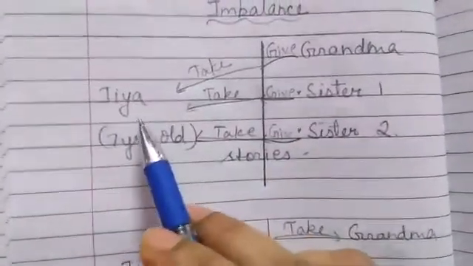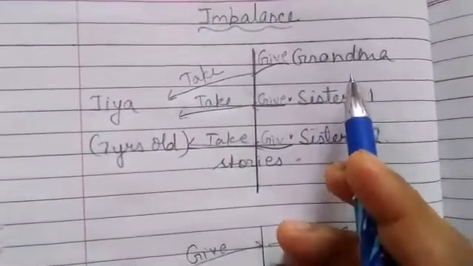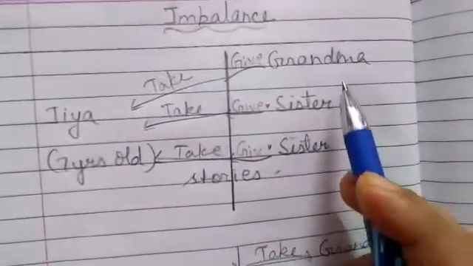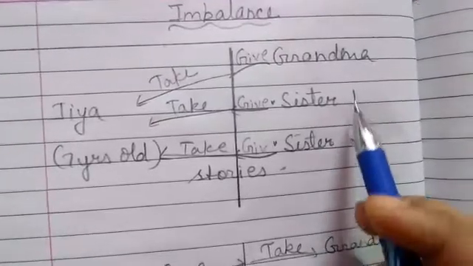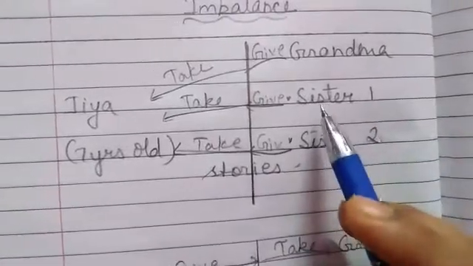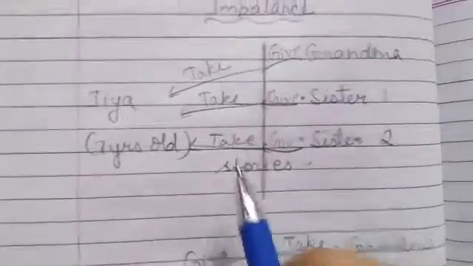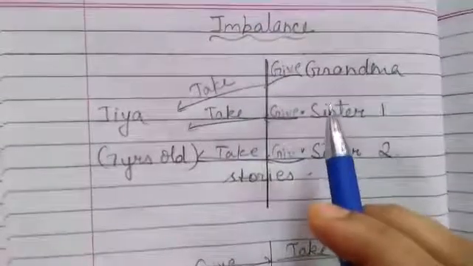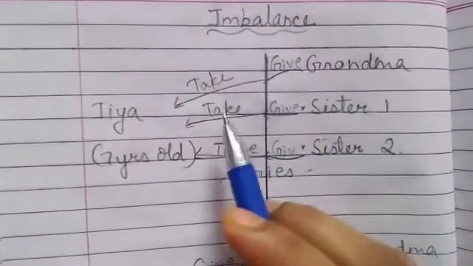Now we had taken the example of the girl Jia, who is 7 years old, and she was having her grandma. They were enjoying a relation of interdependence. Now one fine day, two sisters of grandma arrive at Jia's house, and now all the three grandmas, that is the real grandma of Jia, her sister 1 and sister 2, are living there along with Jia. Now here an imbalance is created. Now see how.